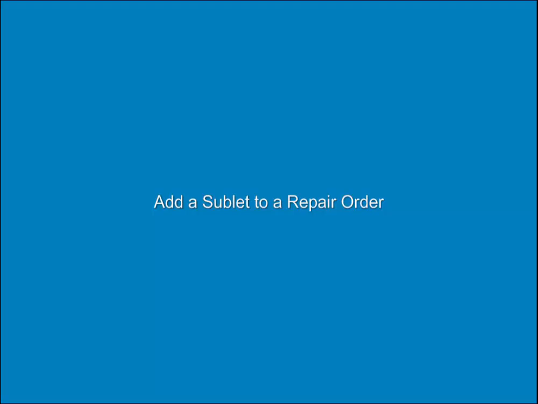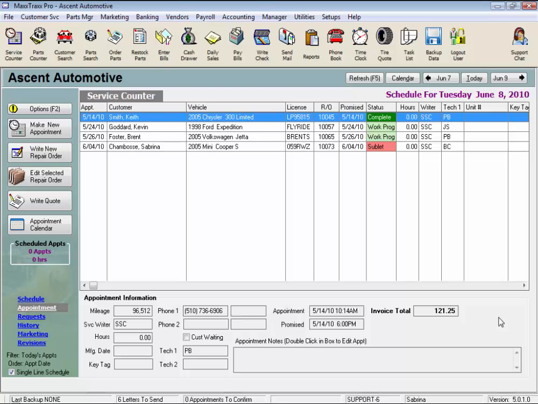Add a sublet to a repair order. When we use an outside vendor to do some work for a vehicle at our shop, like turn brake rotors or machine a cylinder head, we pay the vendor for their work and bill the customer for that sublet labor, usually for a profit. Let's open a repair order and take a look.